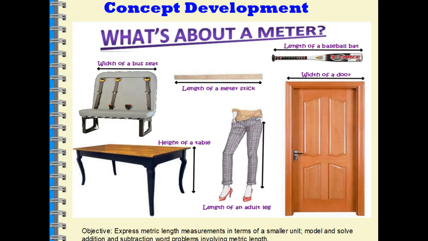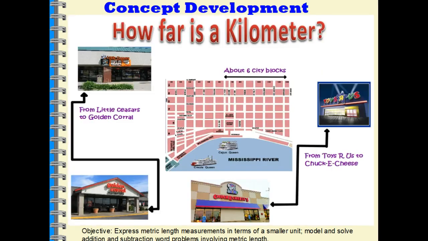And then when we're talking about a meter, it is 100 centimeters. So it's about the length of a ball bat, a meter stick, a bus seat, height of a table, width of a door, an adult leg from the ankle to the hip. Those are things that are about a meter. And then a kilometer, 1 kilometer is 1,000 meters. So from Little Caesars to Golden Corral, about 6 blocks. From Toys R Us to Chuck E. Cheese.